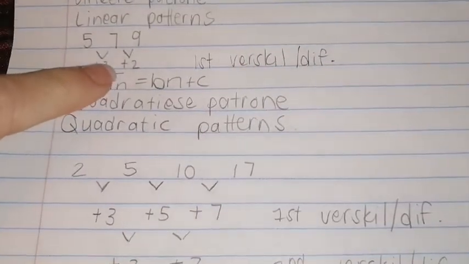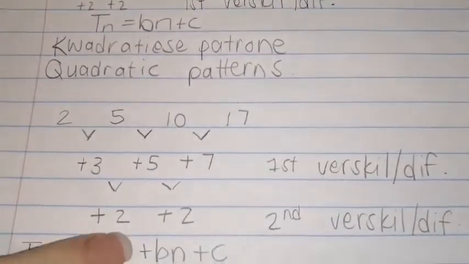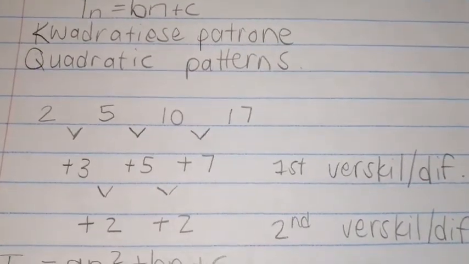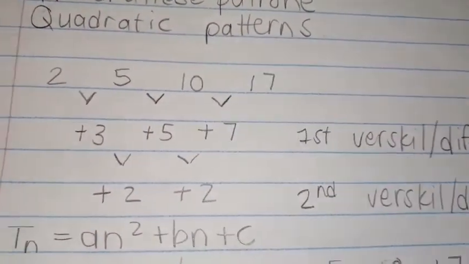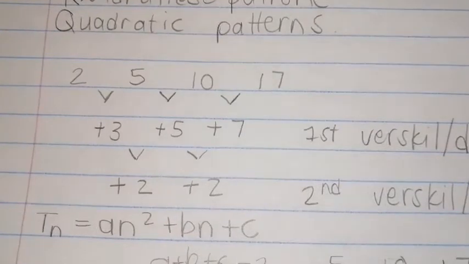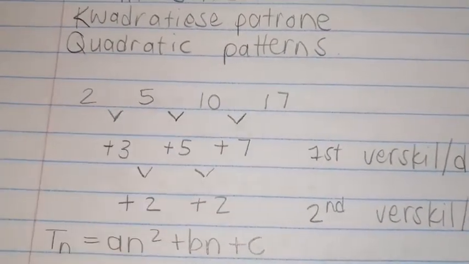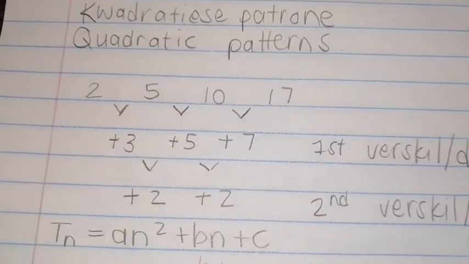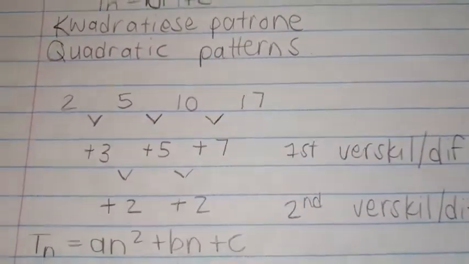So if the first difference is constant, it's linear. If the second difference is constant, it's quadratic. Okay, so now what I want to show you is how to find the formula when it's like this, because you remember we could get b immediately with our first constant difference. So now we need a different method.